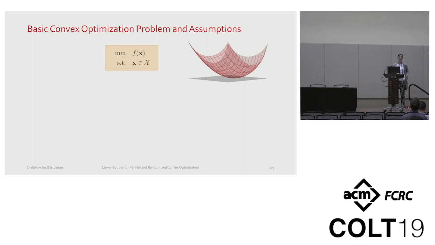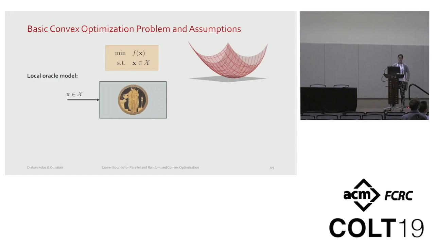We are not able to look at all possible algorithms, so we restrict our attention to those algorithms that work in the local oracle model. This means that the algorithms can query an oracle. They query an oracle by providing a point from the feasible set, and the answers they get, based on which they construct the next point, are some local information about the function. So this can be gradient or a function value or any Taylor approximation.